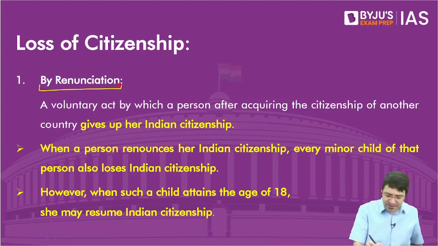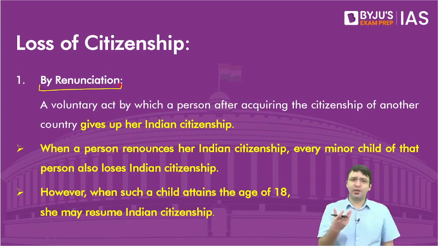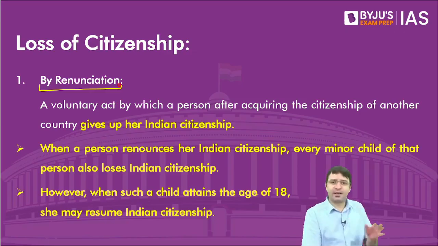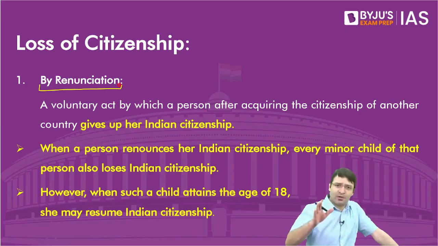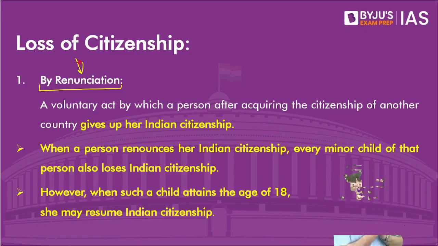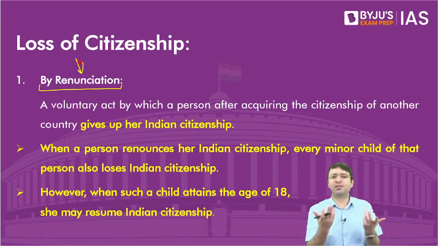One is by renunciation. Renunciation is a voluntary act. This is how lakhs of individuals every year lose their citizenship. How? Voluntarily. Indians travel abroad, for example, to the United States or Germany or Australia or New Zealand or France or United Kingdom, and they are settled there. They don't want to continue as Indian citizens. They voluntarily give up their Indian citizenship. When they do, that means they have renounced their citizenship, and you are no longer a citizen of India.